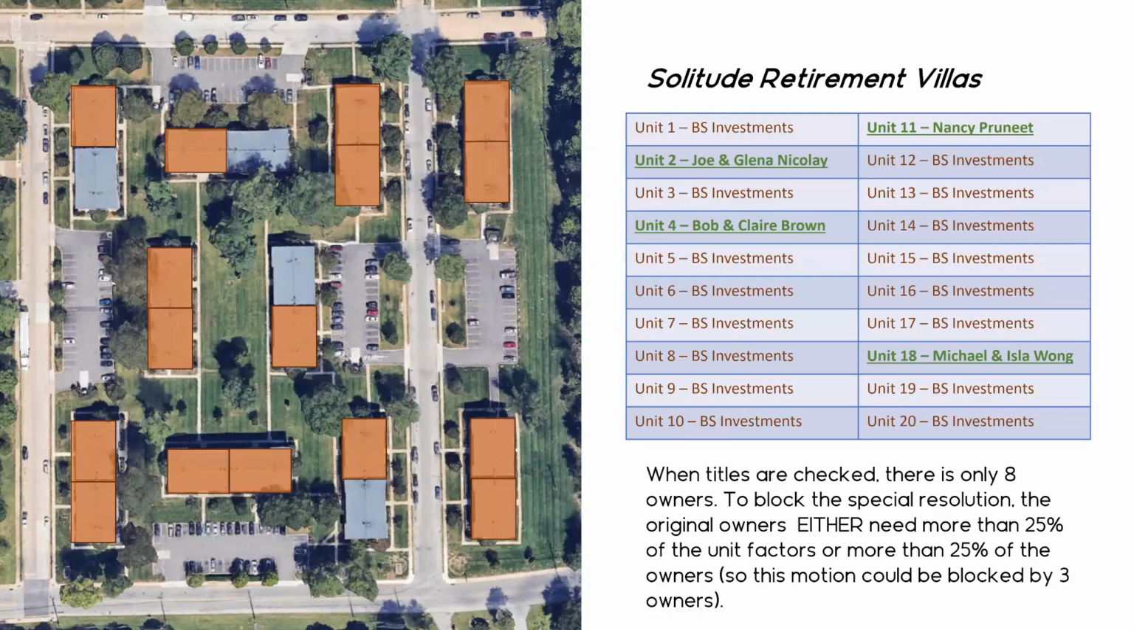So in order to block this special resolution, if some of the original owners want to hold out, well, they would only need 3 people to block the motion. So like Joe and Glenna in Unit 2 could get together with, let's say, Nancy in Unit 11, and just between the 3 of them, they could block this special resolution because they control 37.5% of the owners, as in the persons.